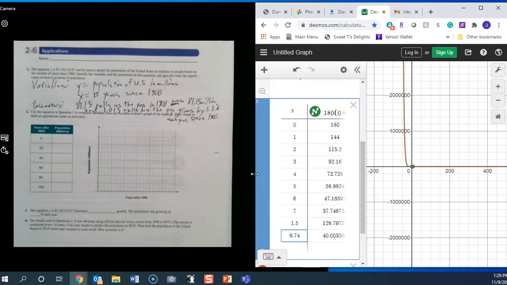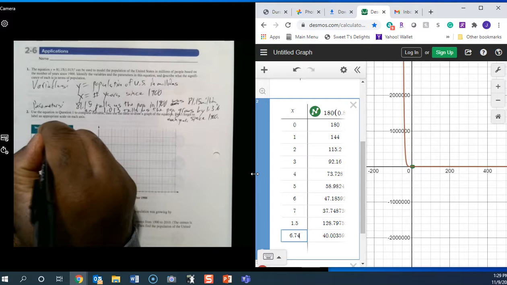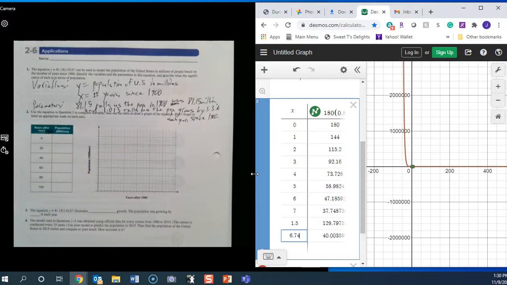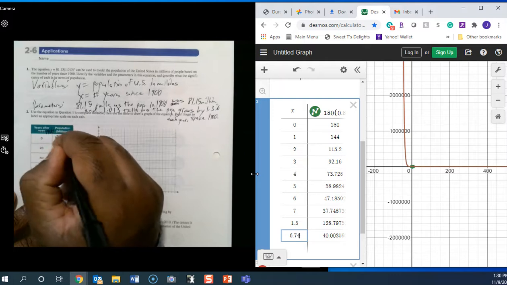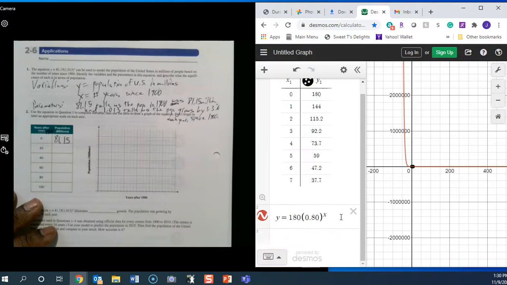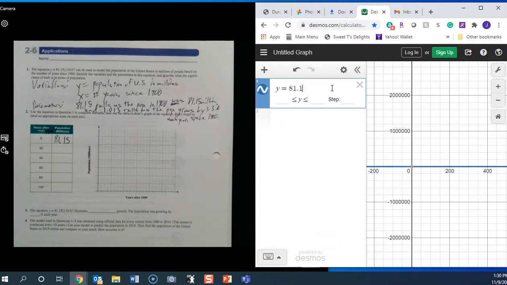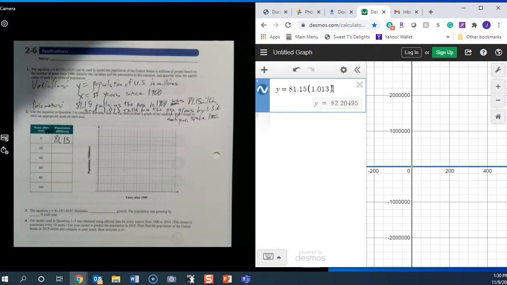Okay, now for number 2, use the equation in question 1 to complete the table. Then use the table to draw a graph of the equation. Don't forget to label an approximate scale on each axis. Now this says years after 1980. That was a mistake. It was supposed to be after 1900. And it says population in millions. We already have 81.15 from what was given to us. So now I am going to type in the equation, y is equal to 81.15 times parentheses 1.013 all taken to the x power.